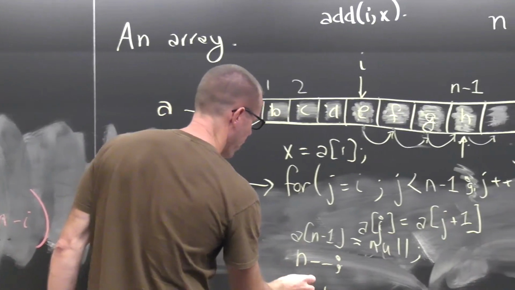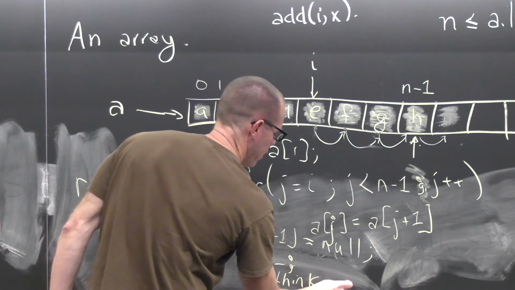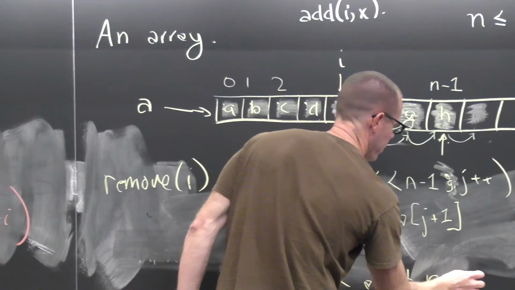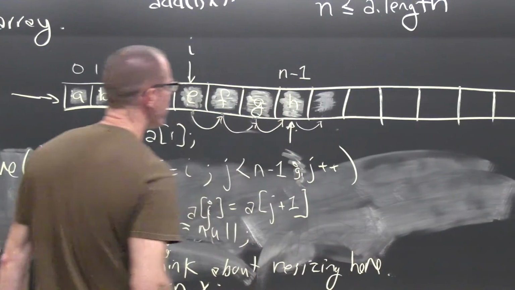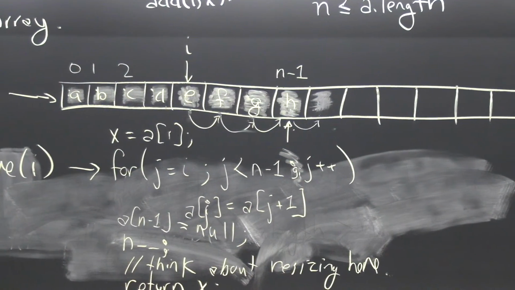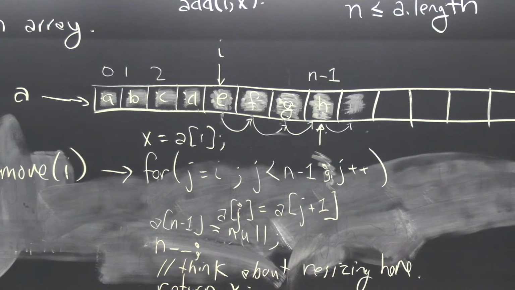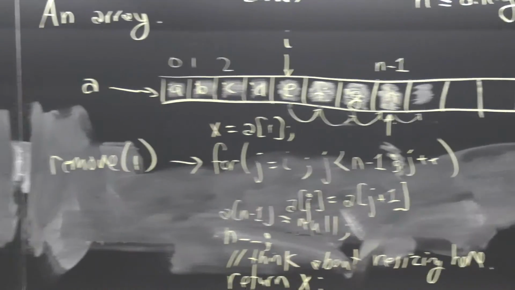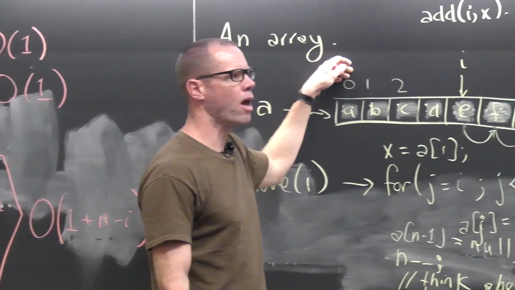And so here, before we return, we can say something like, think about resizing here. Why would we want to do that? Well, if we made a list that contains 1,000,000 elements, and then we start deleting elements until at some point the list only contains 30 elements, it's still backed up by an array of length 1,000,000. That seems kind of wasteful.